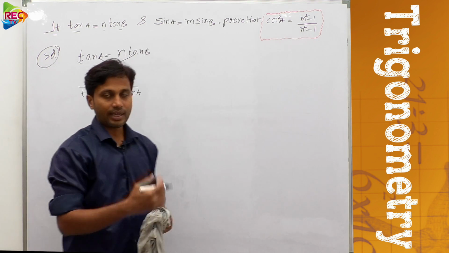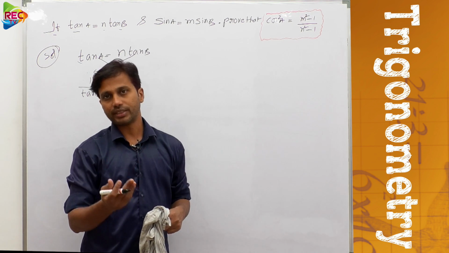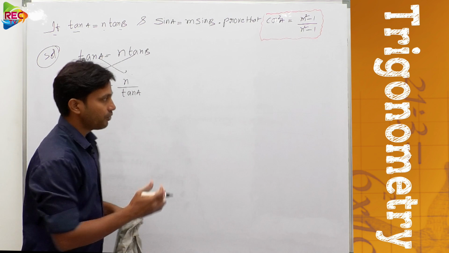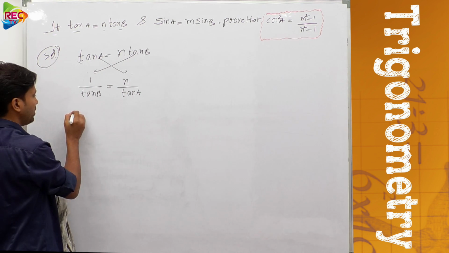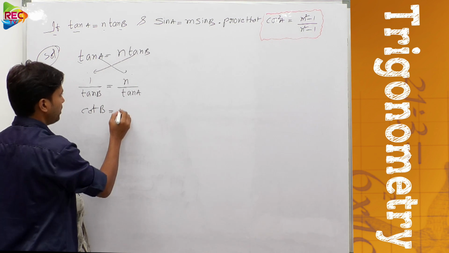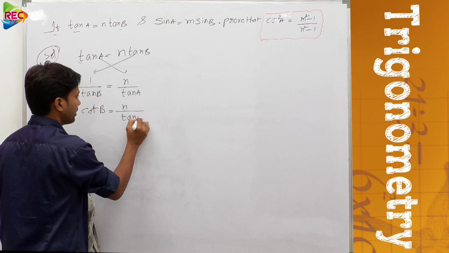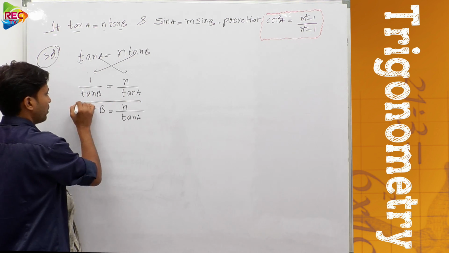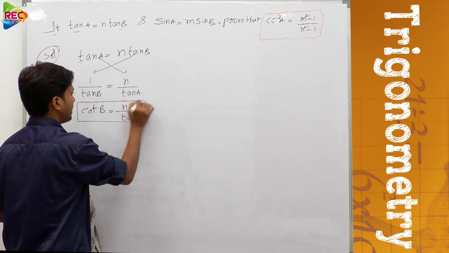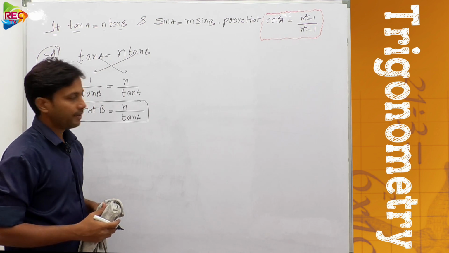1 by tan theta can be written as what? Cot theta or not? Exactly, because tan theta and cot theta are reciprocals of each other. So here we can write this 1 by tan B as what? Cot B. Yes. Cot B equal to what? N by tan A. Okay. This is one of the conditions. Let us keep this.